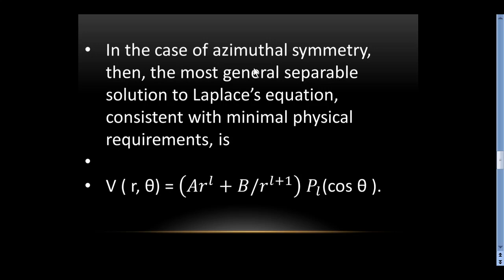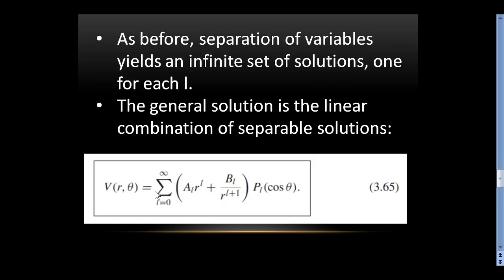And hence in the case of azimuthal symmetry, the most general separable solution to the Laplace equation consistent with the minimum physical requirement is V as a function of r and theta, that is the product of two functions. Capital R as a function of r has the solution A r raised to L plus B upon r raised to L plus 1, and capital Theta as a function of theta has the solution Legendre polynomials where cos theta is there. So taking this product, we can find a general solution V(r, theta).